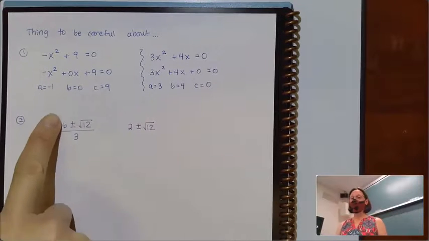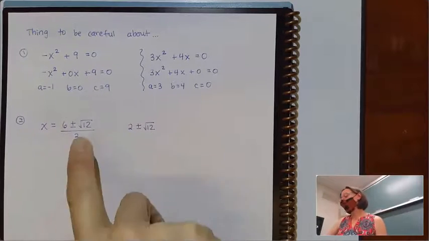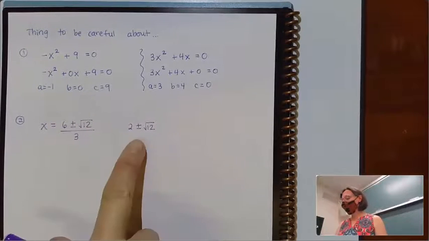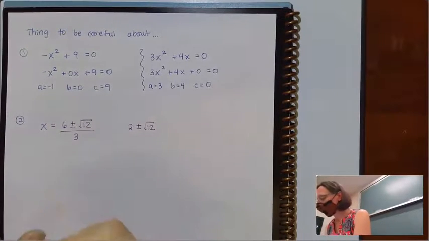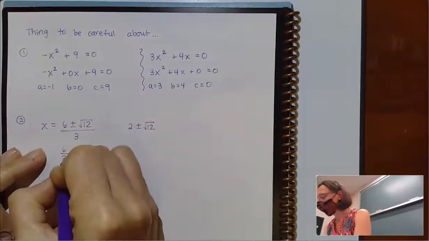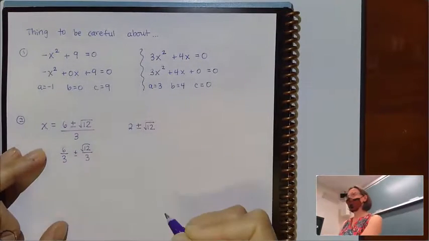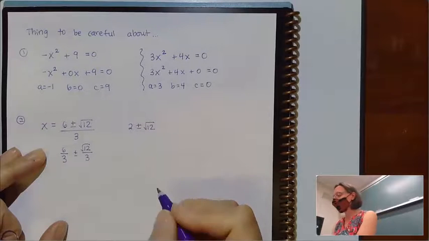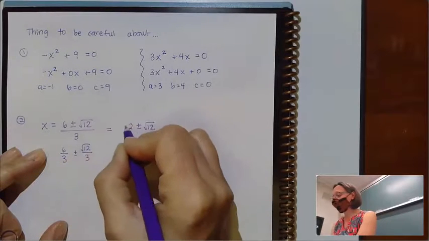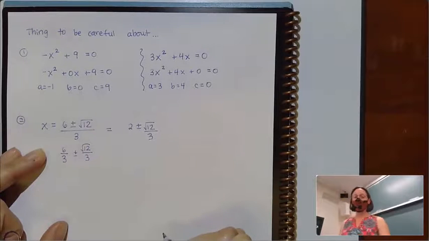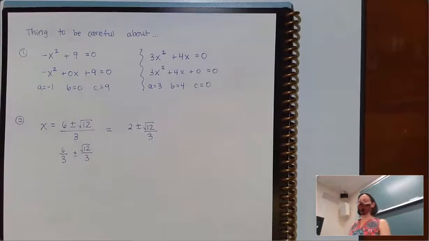Yeah, divided the 6 by the 3, but that square root of 12 is also divided by 3. So it's okay to think about this as saying 6 over 3 plus or minus the square root of 12 over 3. That's totally fine. This is equal to 2 plus or minus the square root of 12 over 3. It's fine to split that up into 2 fractions to simplify, but they don't both simplify.